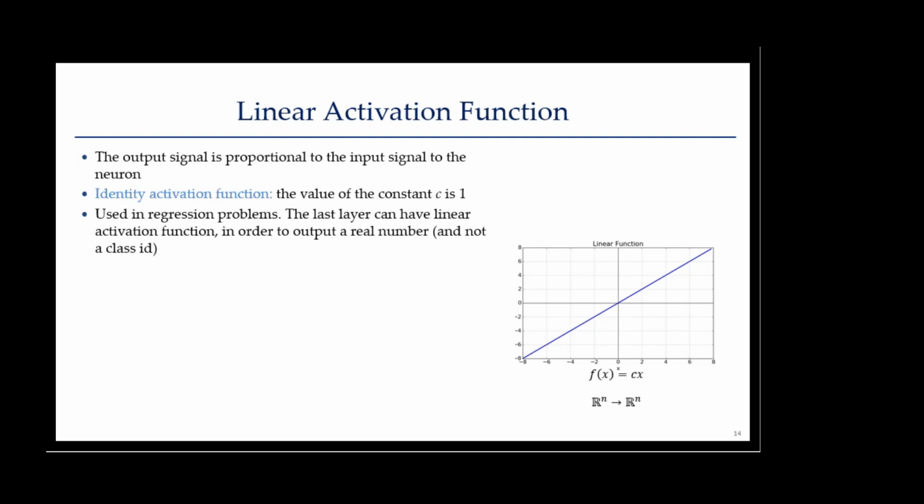The linear activation function is very useful in regression problems, in which case the output signal is proportional to the input signal. So f(x) = c * x, where c is a constant. If setting c to 1, this is called the identity activation function.